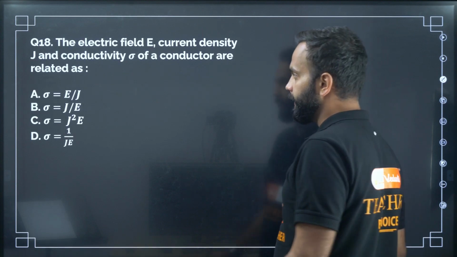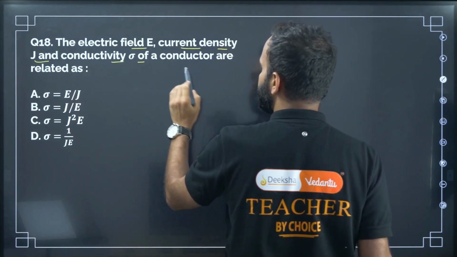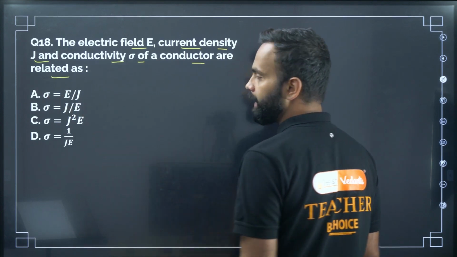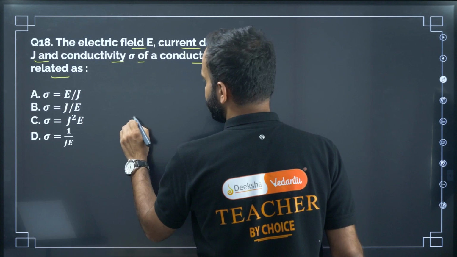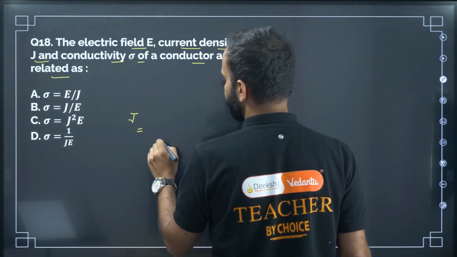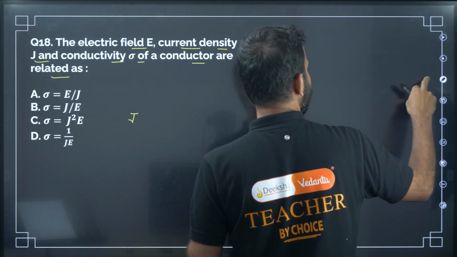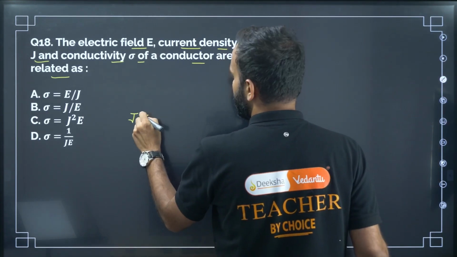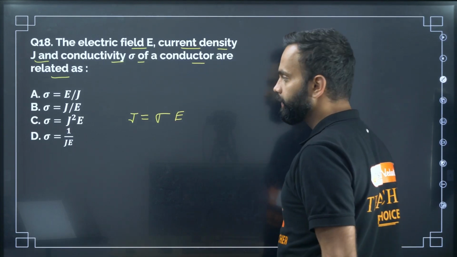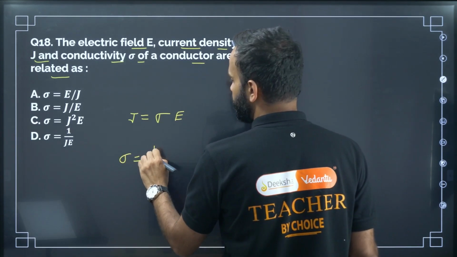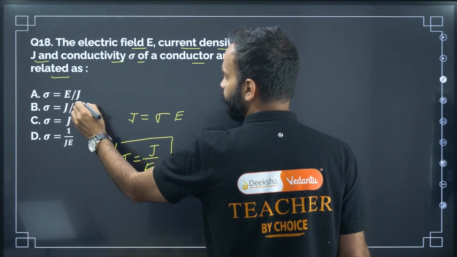Question number 18. The electric field E, current density J and conductivity sigma of a conductor are related as. We know that the current density J is equal to the conductivity of the conductor sigma into electric field E. So sigma is equal to J divided by E. So the correct option is B.